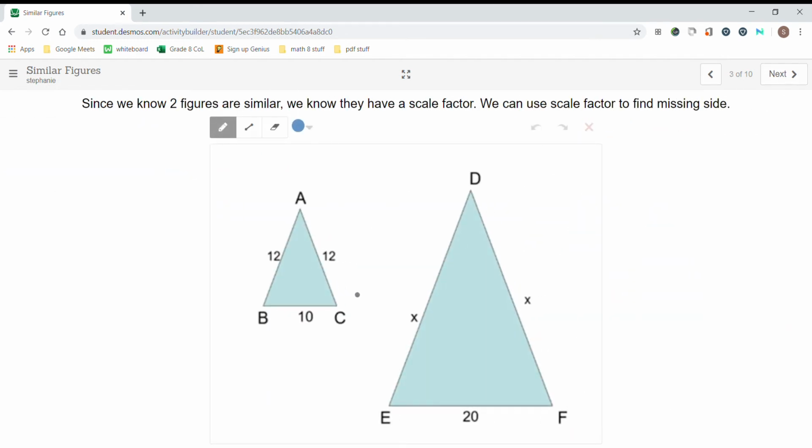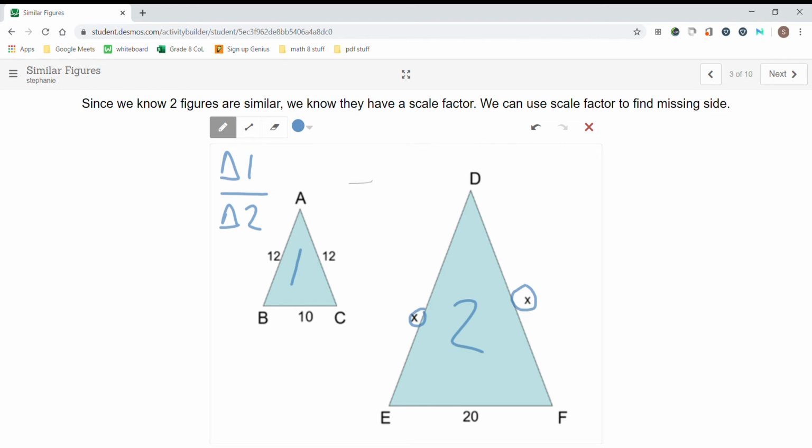So if I look at this, I have triangle ABC and triangle DEF. Well, I'm missing these sides over here. So what we're going to do is set up a proportion of the missing side to figure out how I can solve for it. So I'm going to label this triangle 1, and this is going to be triangle 2. Whenever I set up a proportion, I want to keep things in the same setup. So I'm going to have triangle 1 over triangle 2. Whichever way you labeled it, you just have to stay consistent.